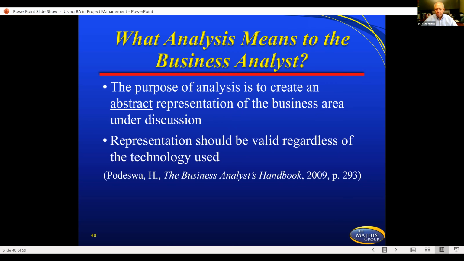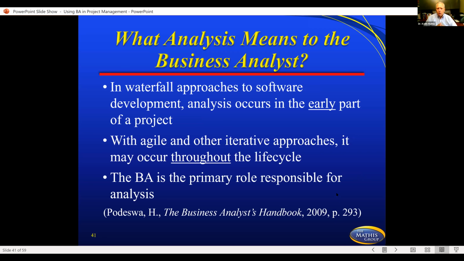So it's going to be very important for you to really monitor what kind of analysis we have. In waterfall approaches to software development, analysis will occur in the early part of the project. With Agile or Scrum, which is an Agile type of format, or other iterative approaches, it may occur throughout the life cycle. And most of the time it does, because you're doing analysis in each iteration, or each section of iterations. So analysis is kind of evolving as you go through, whereas in waterfall, you try to know everything up front before you finalize the plan.